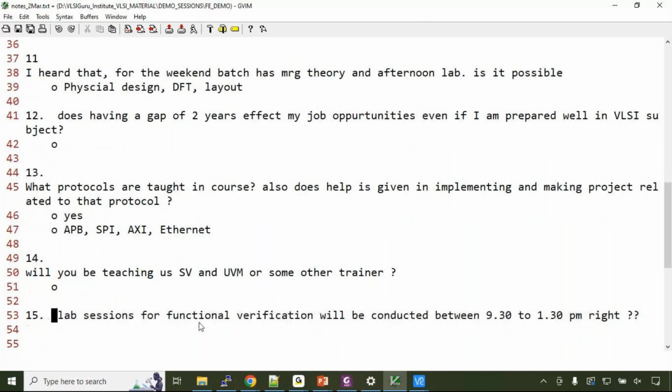Lab sessions for functional verification will be conducted between 9:30 to, yes, these are the schedule. Any other questions?